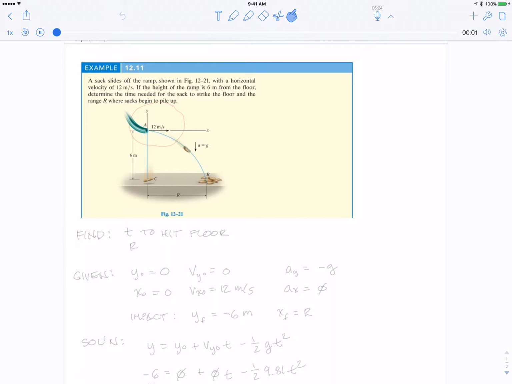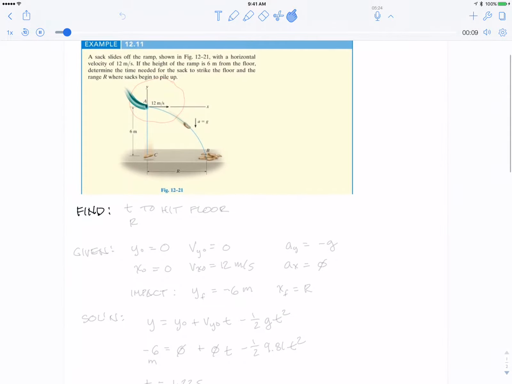So I'm recording. What we're going to do, we start with find. That's what I like to do now instead of required, instead of given. Determine the time needed for the sack to strike the floor, so T to hit floor, and the range R where the sack begins to pile up.